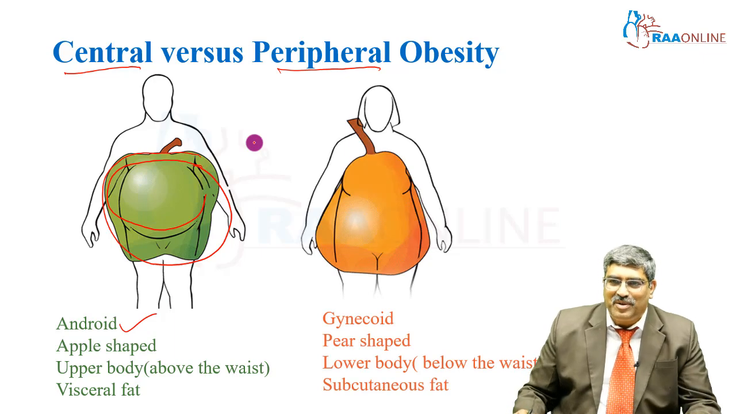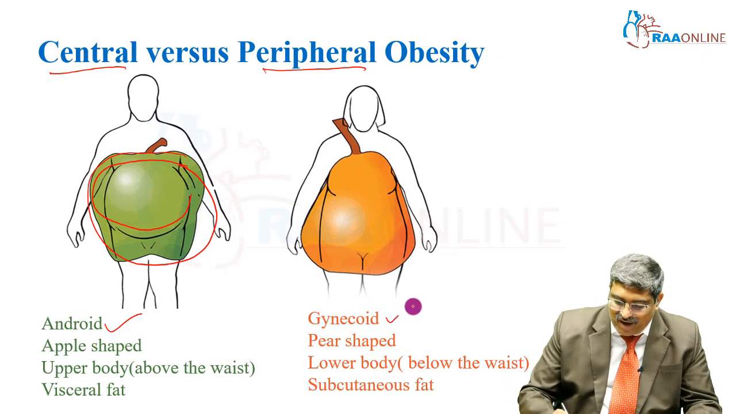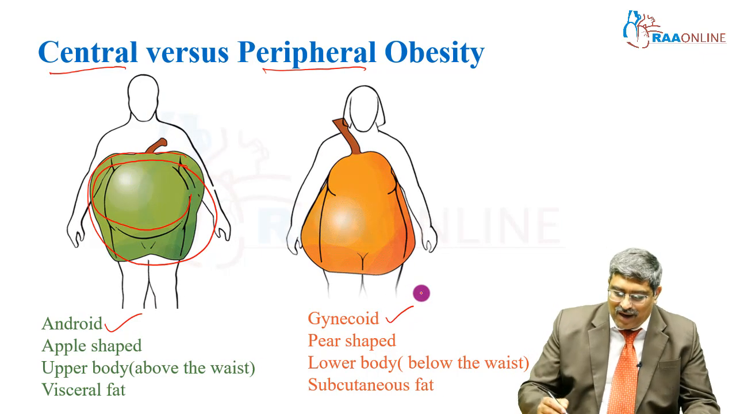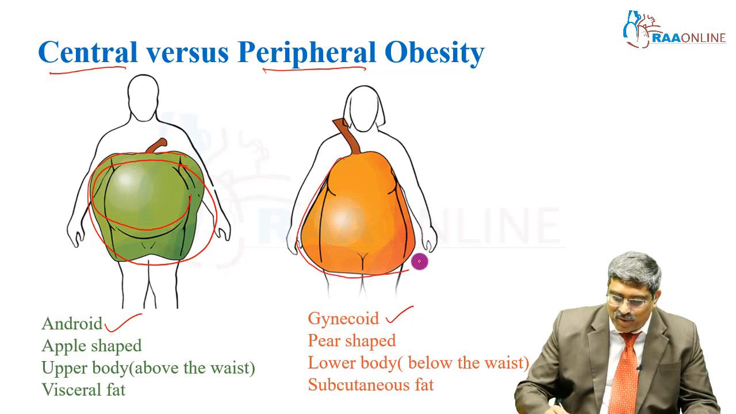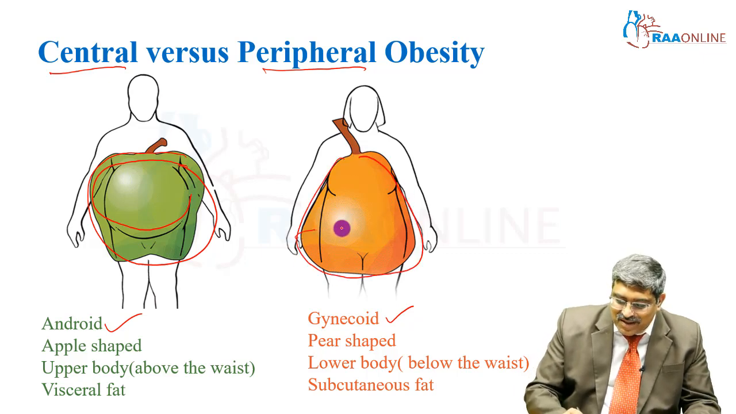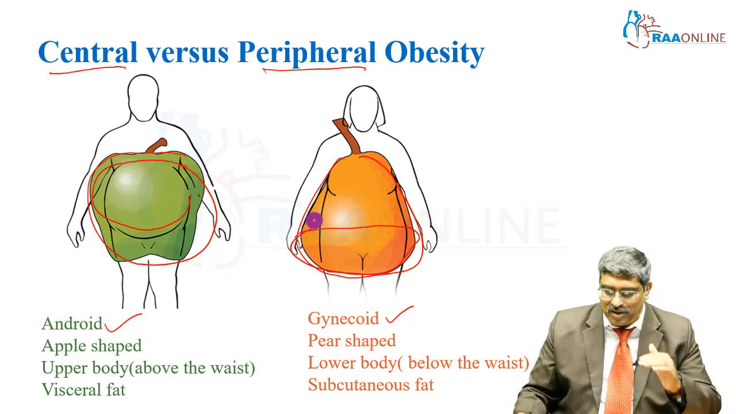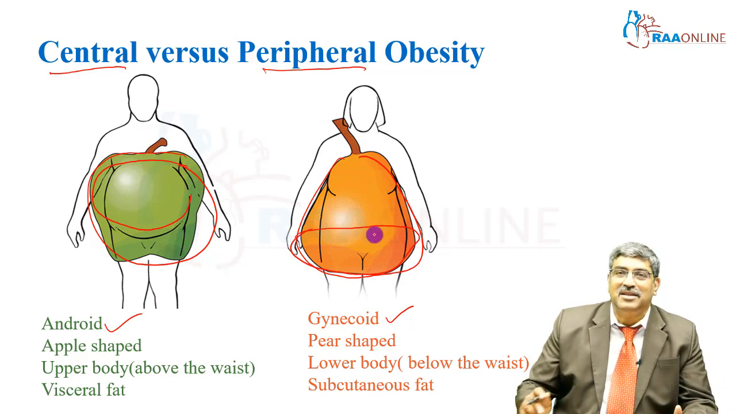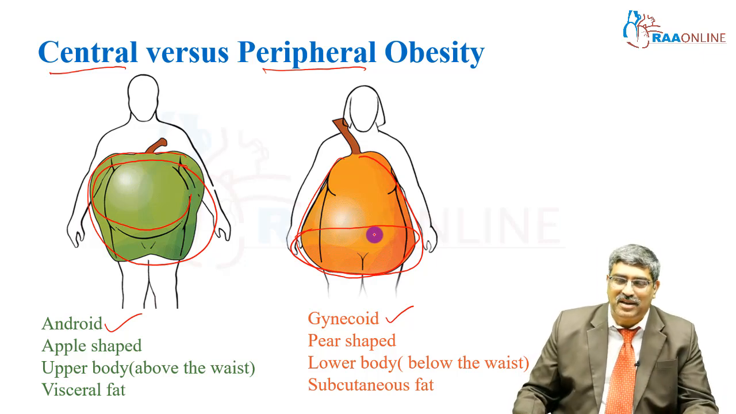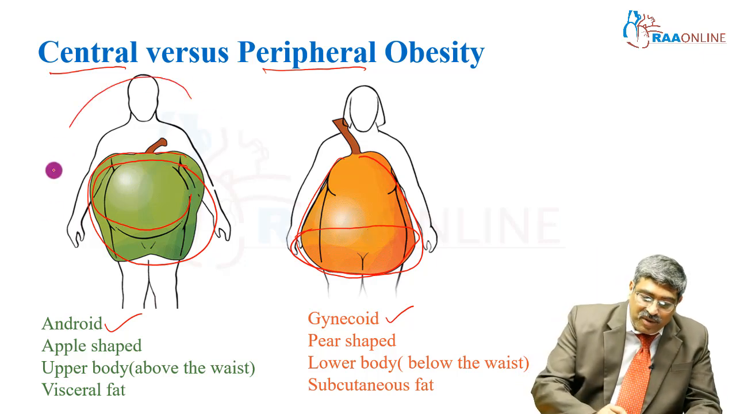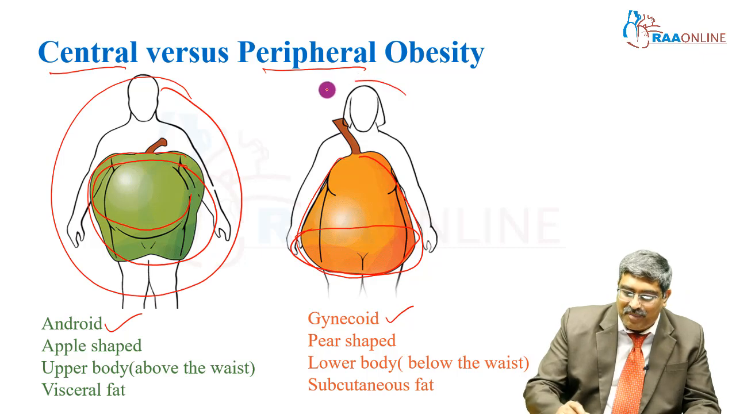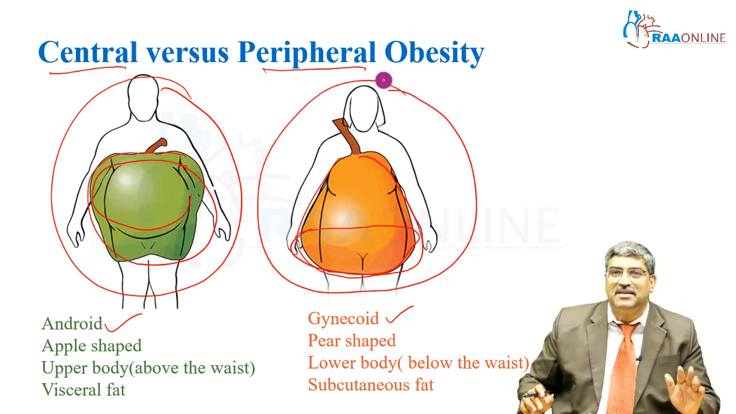Coming to peripheral obesity, it is called gynecoid because of the shape, and it is called pear-shaped obesity. Here the obesity is on the lower body. It is not upper body. It is lower body and it is mostly subcutaneous fat. The central obesity is dangerous and peripheral obesity is less dangerous.